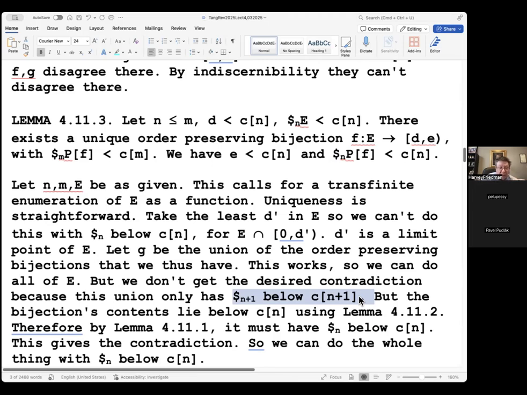That's a problem, right? But the contents are below C of n because you can use the indiscernibilities to show that the values are fine. No, we don't even need indiscernibility for that. The values are fine. So therefore, we can already use the previous lemma to argue that the actual function is fine, that the actual sup is below C of n, and the function actually exists. So you can get this with the help of 411.2.